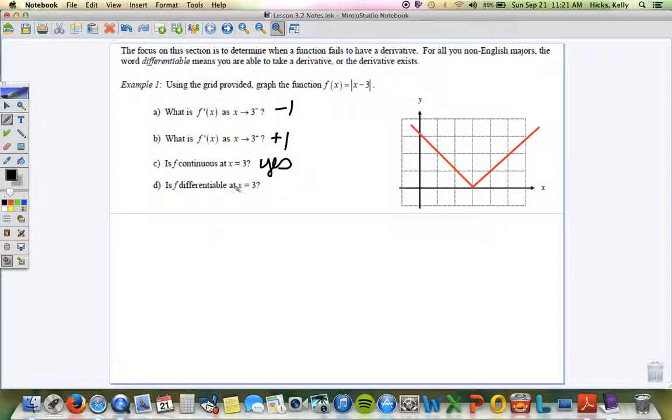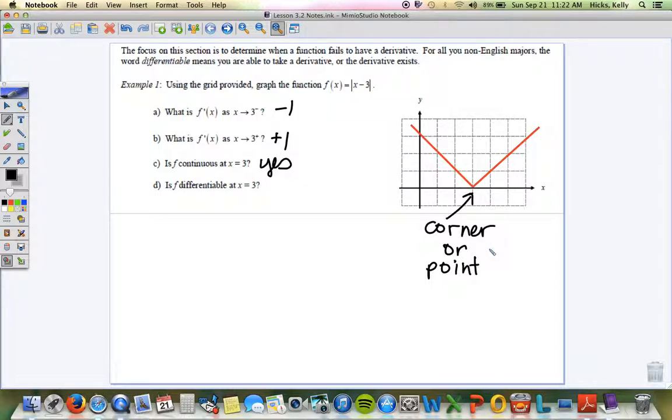Now, the question is, is it differentiable at x equals 3? And the answer is going to be no. We're going to call this place here a corner or a point or a sharp place, or you call it many different things. It really doesn't matter what you call it, as long as you understand this.